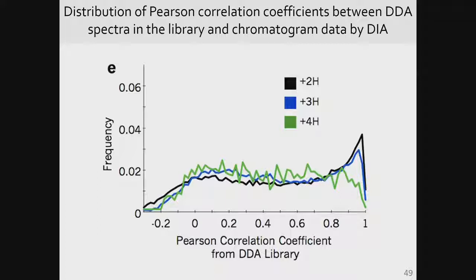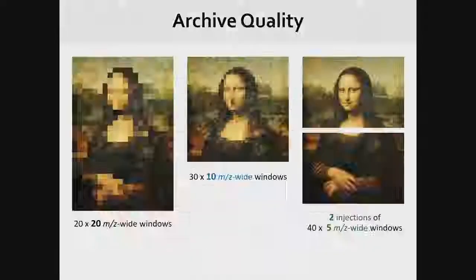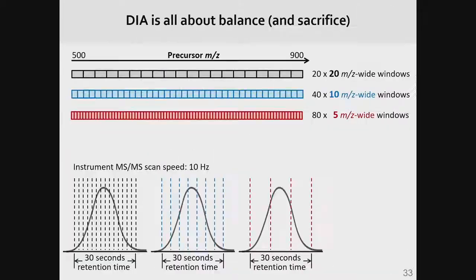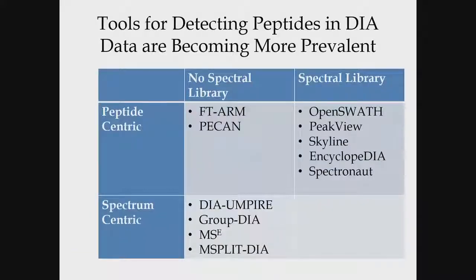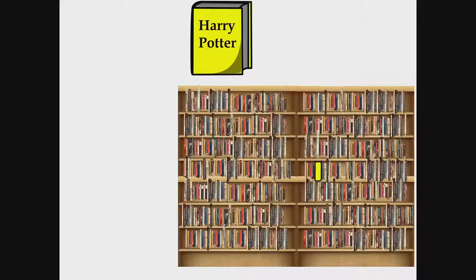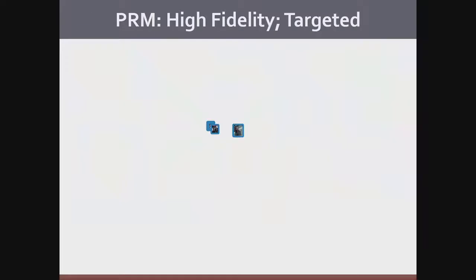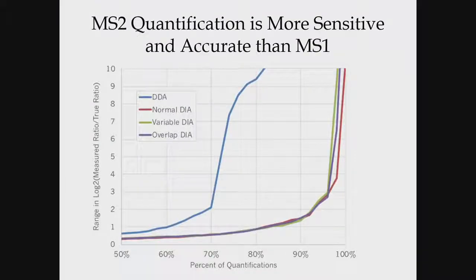Yeah. So the question is, did we try to vary the isolation widths across the mass range? In fact, there is this variable DIA versus the normal DIA. Our lab uses a strategy, which I'll talk about on Thursday, where we actually overlap the isolation windows. It turns out that we found that overlapping, at least in our hands, tends to outperform using variable width windows.